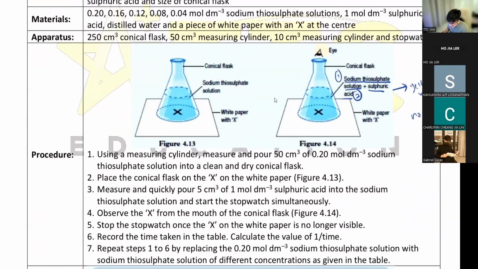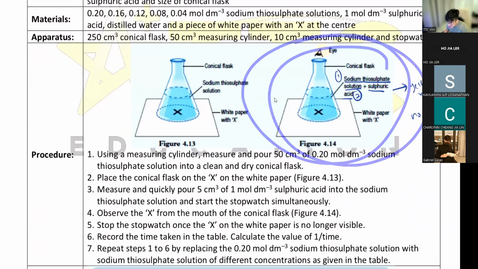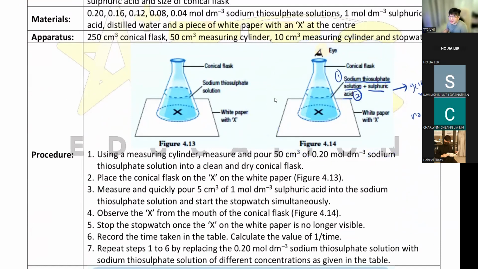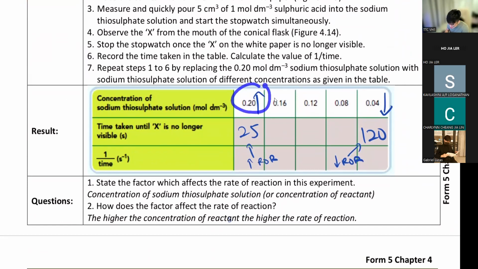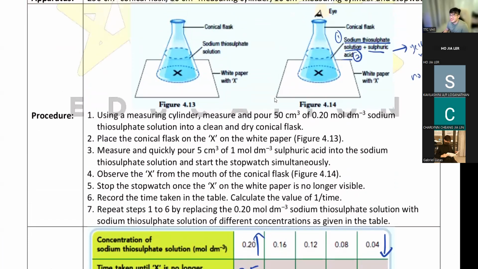So this is my concentration experiment. Gabriel, please get the replay from me later because you missed this part. All right, so like I said, the higher the concentration, the shorter the time taken, the higher the rate of reaction. You guys cool? Easy, huh?